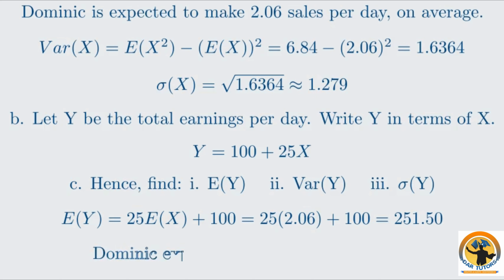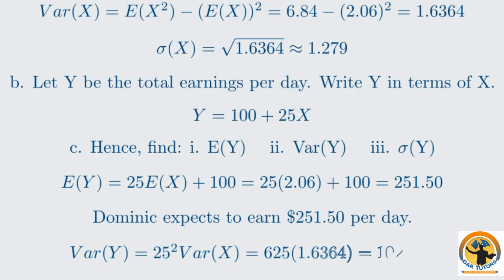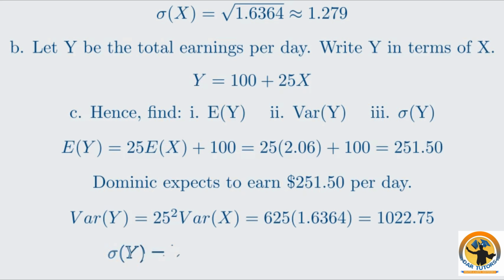So, Dominic expects to earn $151.50 per day. The standard deviation of earnings, sigma of y, is the absolute value of 25 times the standard deviation of sales, sigma of x. This is 25 times 1.279, which gives us approximately 31.98. This tells us the typical daily variation in his earnings. His standard deviation is larger, which is expected since the values are multiplied by 25.